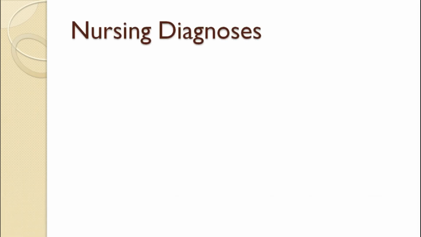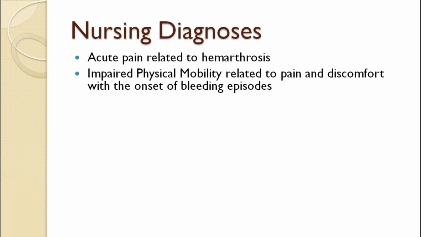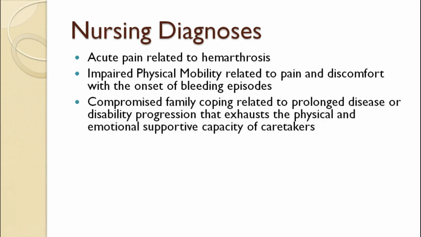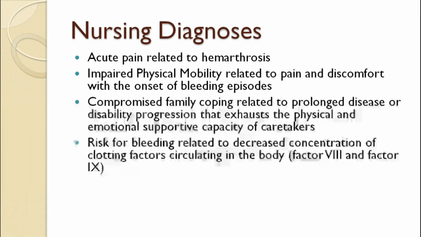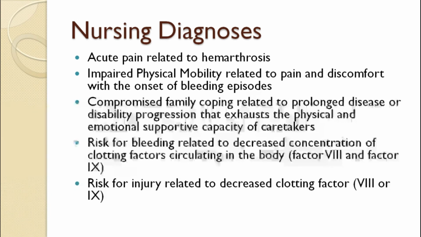Now for the nursing diagnoses of hemophilia. First is acute pain related to hemarthrosis, impaired physical mobility related to pain and discomfort with the onset of bleeding episodes, compromised family coping related to prolonged disease or disability progression that exhausts the physical and emotional supportive capacity of caretakers, risk for bleeding related to decreased concentration of clotting factors circulating in the body, and risk for injury related to decreased clotting factor.